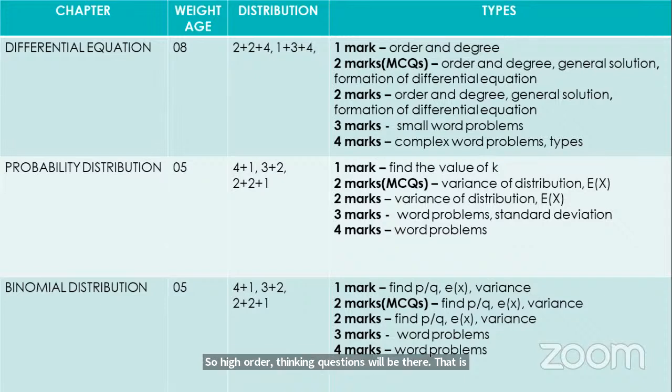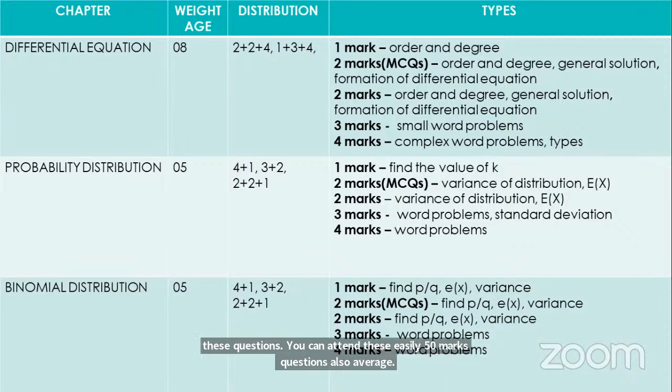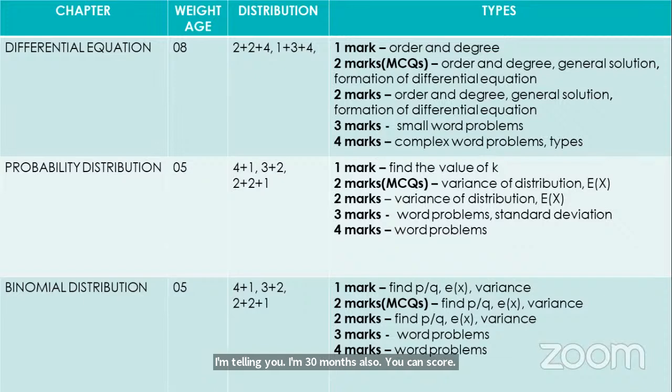For these questions, you can easily attempt the 50 marks of average questions, I am telling you, and the 30 marks also you can score. Means still 80 marks you can easily score in mathematics. Only the remaining 20 marks require hard work. Otherwise, you go through all these chapters very easily. And all the best, students.